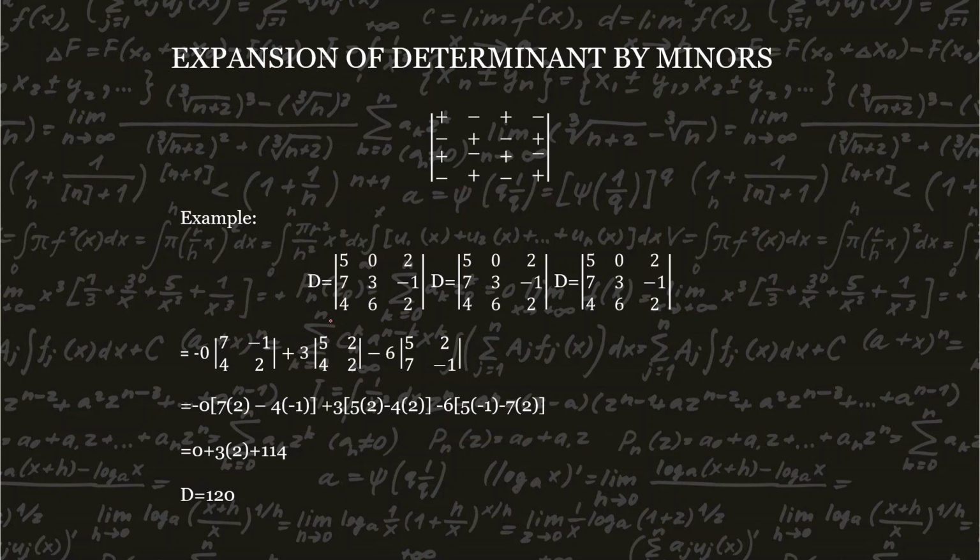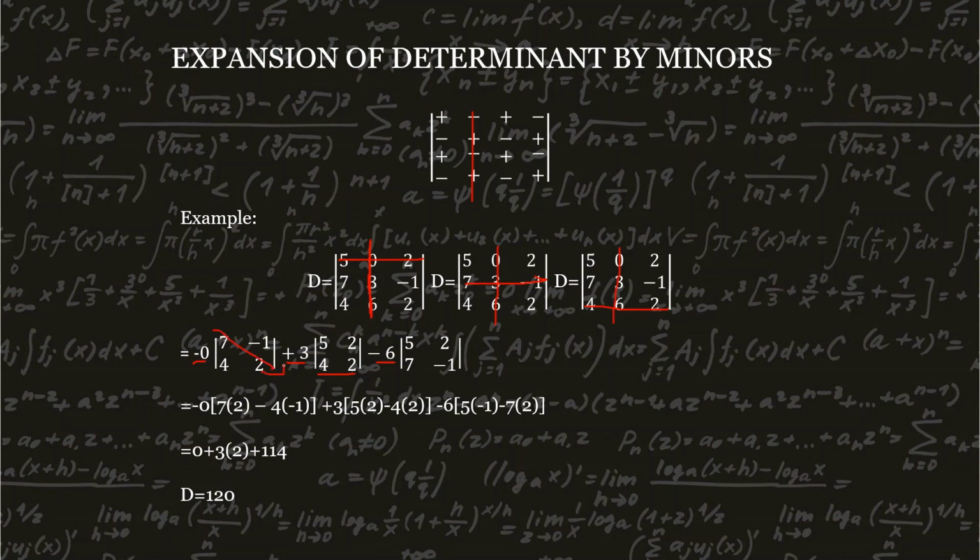Now, let's have the same example, but let's expand a different column or row. Let's say we're going to expand the second column, 0, 3, 6. Following along with the signs, for the second column, negative, positive, negative, we got -0, +3, and -6. Let's first start with 0, eliminate its row and its column, and we are left with 7, -1, 4, 2. Next for 3, let's eliminate its row and its column, so we're left with 5, 4, 2, 2, which is this one. Next is 6, let's eliminate its row and its column, and we are left with 5, 7, 2, -1.